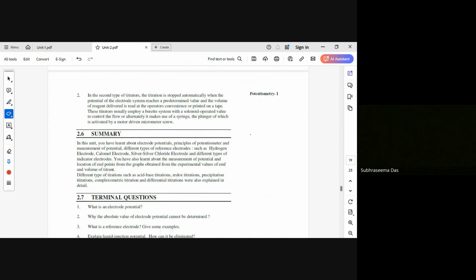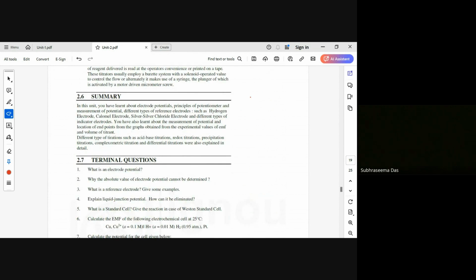So in summary, in this unit, we have come across various principles of potentiometry and the measurement of potential. We have talked about different types of reference electrodes: hydrogen electrode, calomel, silver chloride electrode. Also, we knew about different types of indicator electrodes, and different types of potentiometric titrations, such as acid-base titration, redox titrations, precipitation, complexometric, and automated titrations have also been discussed here. So, with this, we end the second chapter, unit 2 on potentiometry.